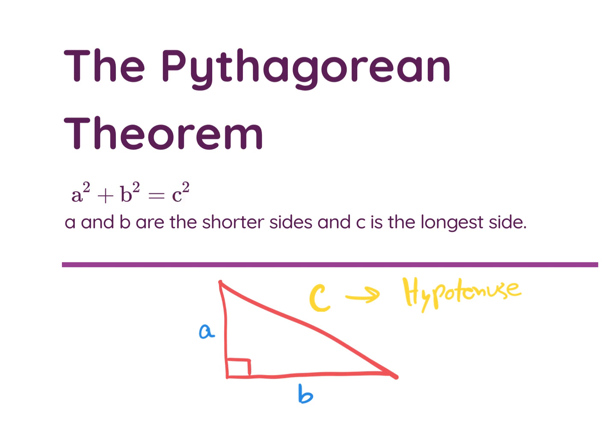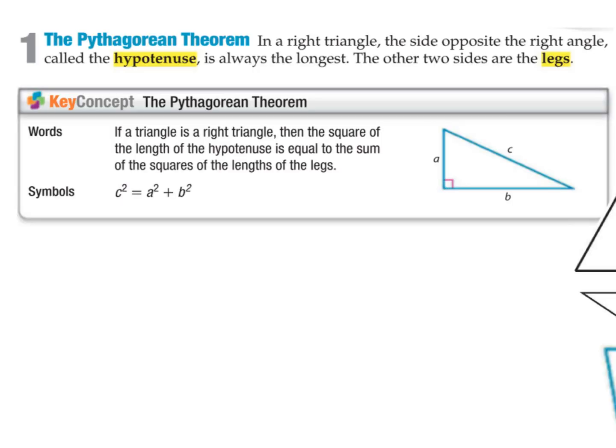So let's take a look at how the book looks at it. So here's what the book explains, the Pythagorean theorem. What is it? In a right triangle, the side opposite the right angle is called the hypotenuse, right? So here's the right angle, opposite of it. That c value is called the hypotenuse. And it's always the longest side, right? The other two sides are called legs. The A and the B, those are legs. And the Pythagorean theorem itself, they write it as c squared equals a squared plus b squared. But I like to write it a squared plus b squared equals c squared, right?